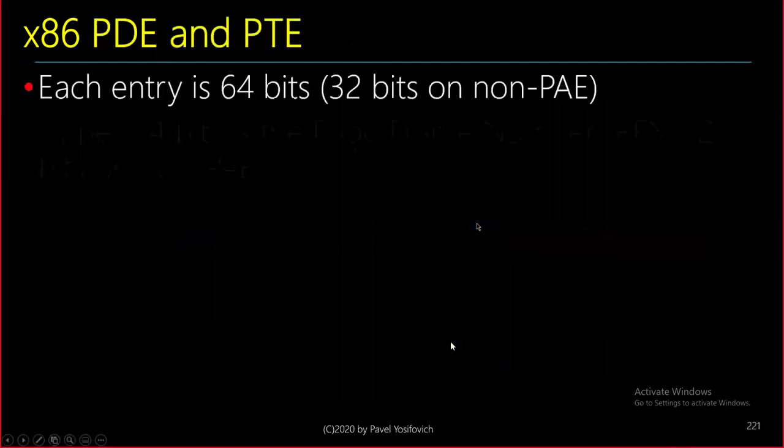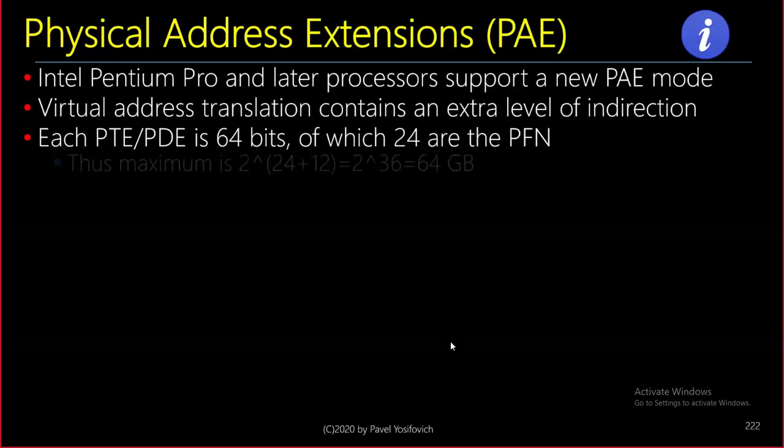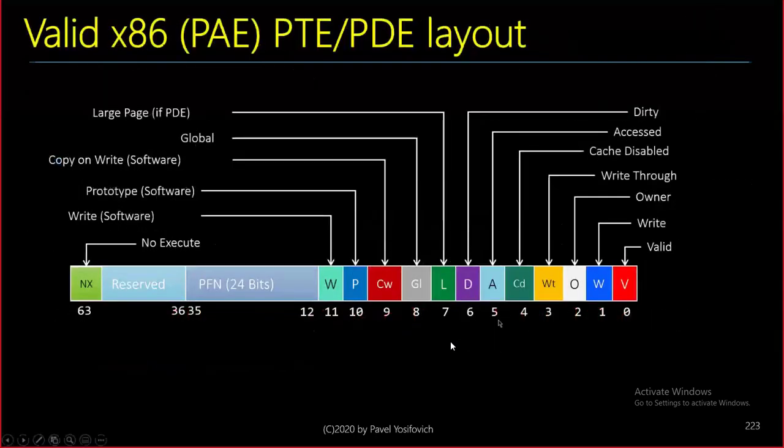Okay, so we looked at that. Now we're not done. This is just an example showing you how a valid x86 PTE or PDE looks like. So here's the valid bit. This is the bit that currently is 1. When it's 1, these bits are used in the way that's briefly described. Here's the PFN with its 24 bits that is then added to the 12 bits for a normal page.